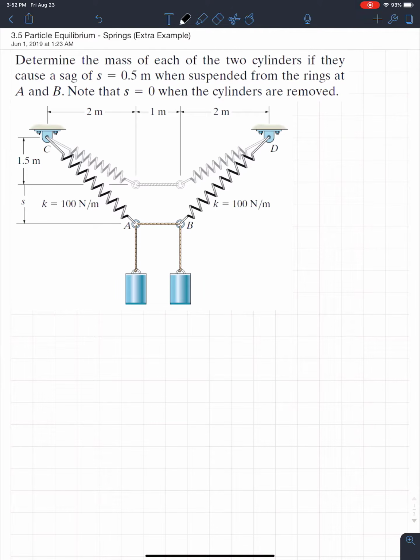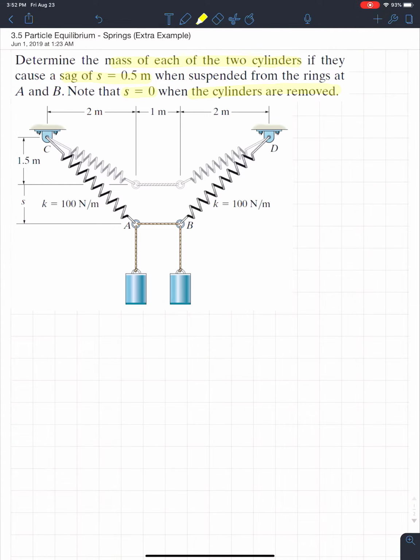Alrighty, so looking at this example, it wants us to determine the mass of each of the two cylinders if they cause a sag S of 0.5 meters when suspended from the rings at A and B. Note that S equals 0 when the cylinders are removed. So that's very important, and this will have to do with trying to find the force in the spring, as you guys will see a little bit later.